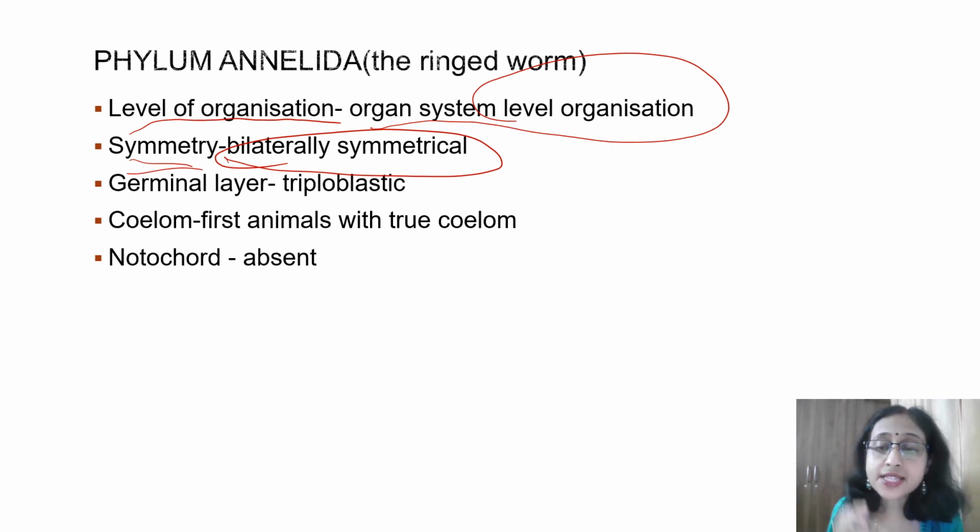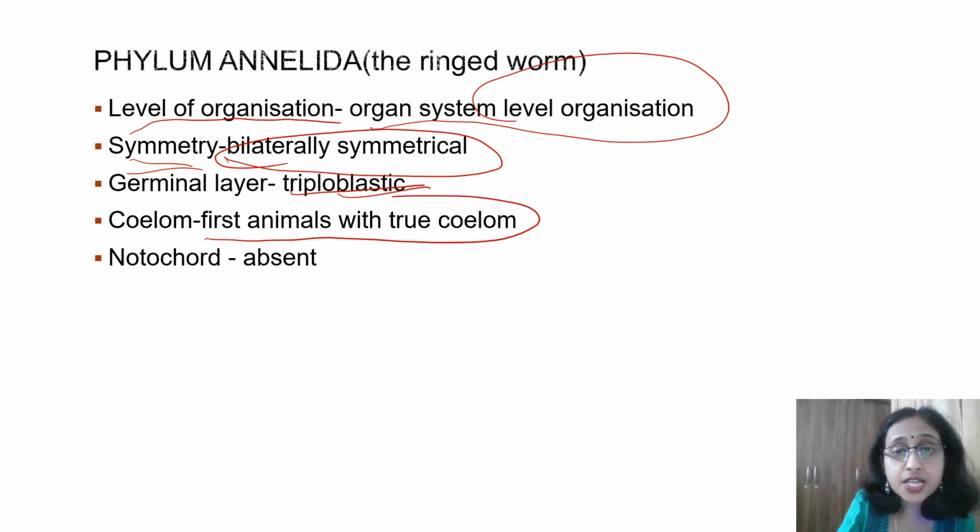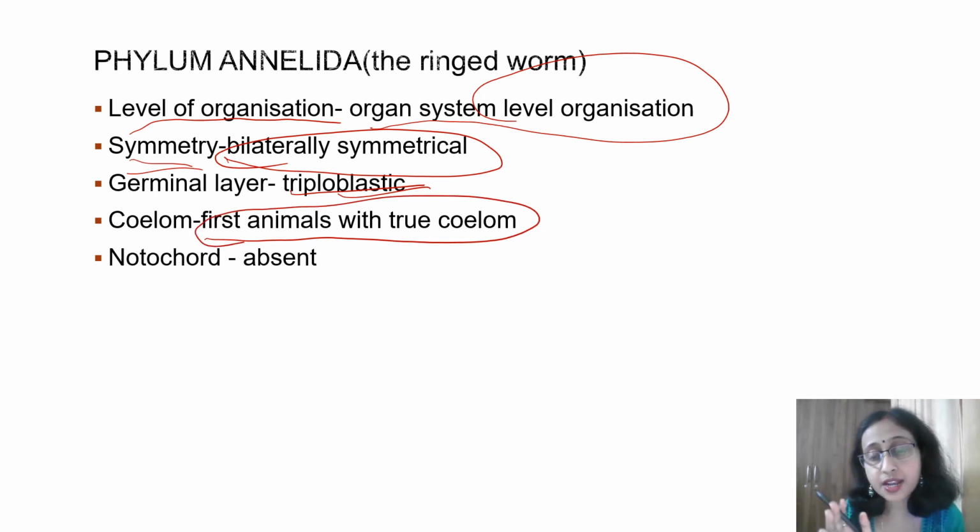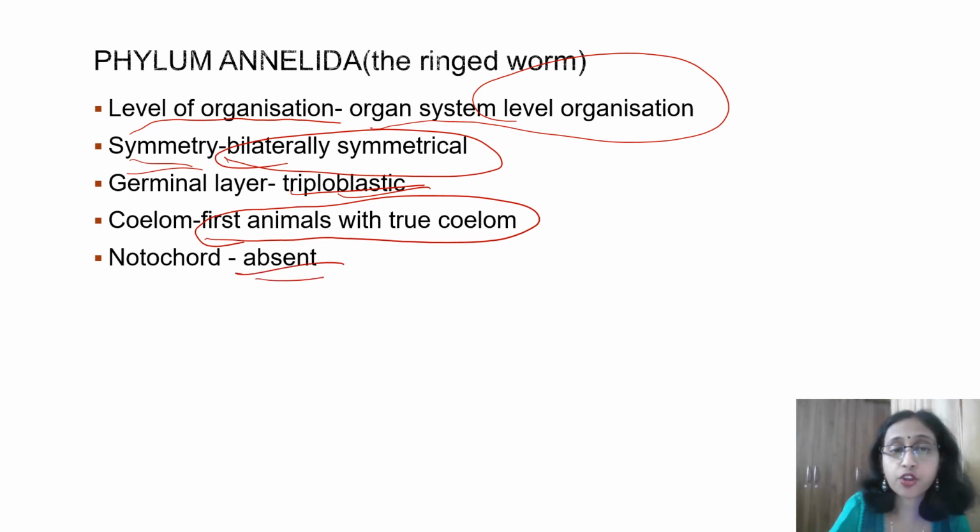Next comes the germinal layer. The germinal layer is triploblastic, that is, presence of ectoderm, mesoderm and endoderm. So 3 layers are present. Now coelom. These are the first animals with true coelom. Till now some had no coelom and some were pseudocoelomate, that is, absence of true coelom, in the previous episode that we studied. But these are the first animals with true coelom. And as these are all non-chordates, notochord is absent in all of them. So this is the main basis of classification.